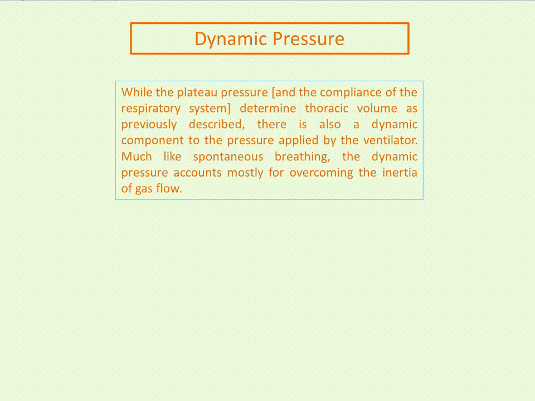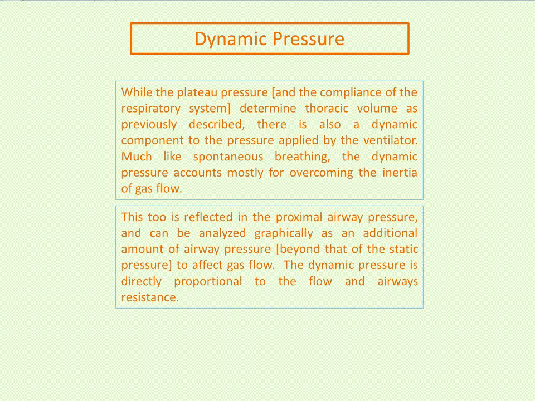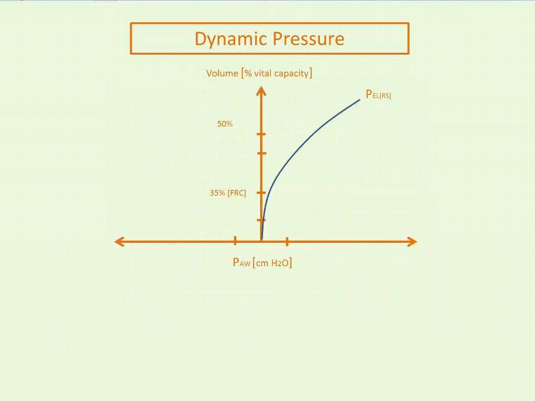And much like spontaneous breathing, this dynamic pressure accounts for overcoming the inertia to gas flow. This too is seen in the proximal airway pressure. So if you've ever had a mechanically ventilated patient with really bad asthma, you'll know that their proximal airway pressures will go way up. And this can be analyzed graphically on the modified Campbell diagram as well.